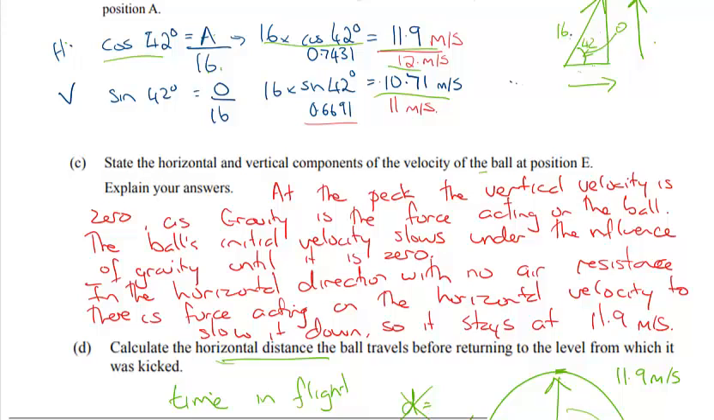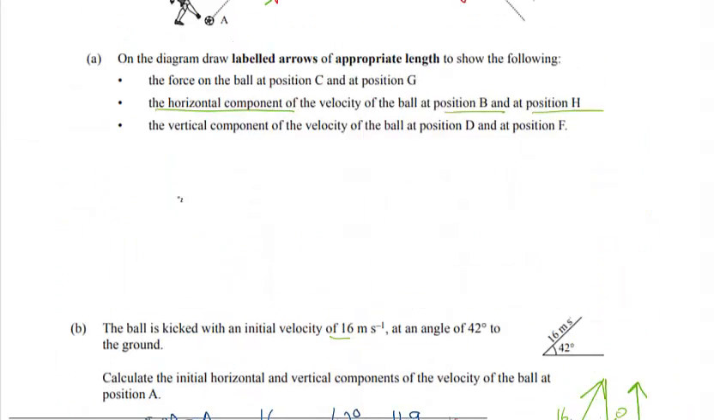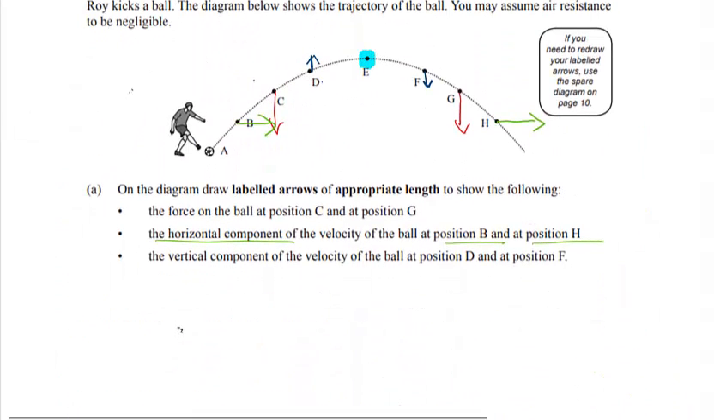Now, it's asking about the ball at position E. Now, position E is at the peak. It's also known as the apogee. And at that point, the ball is still moving in this direction. It's still going that way. When you throw a ball, it keeps on going. But the vertical velocity at that point is exactly zero. It's where it shifts from going up to about to go down.